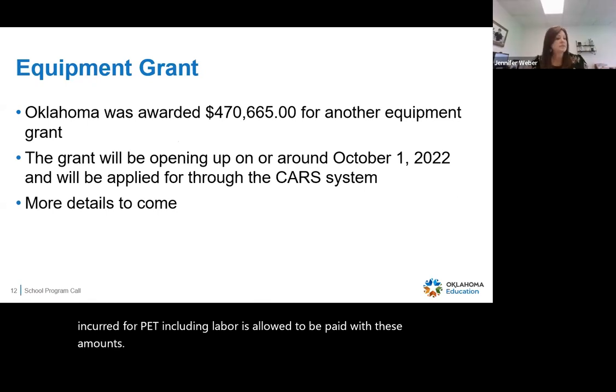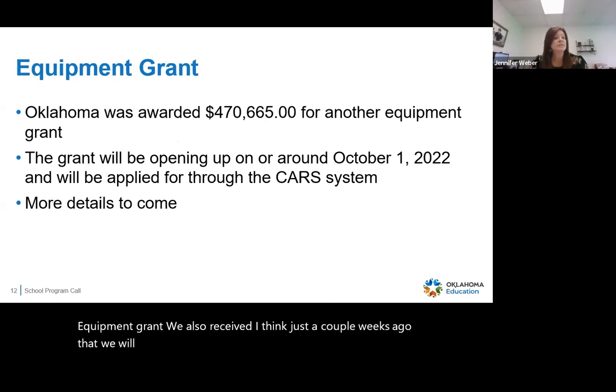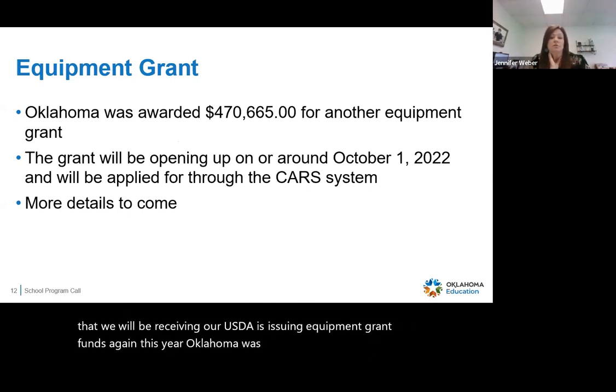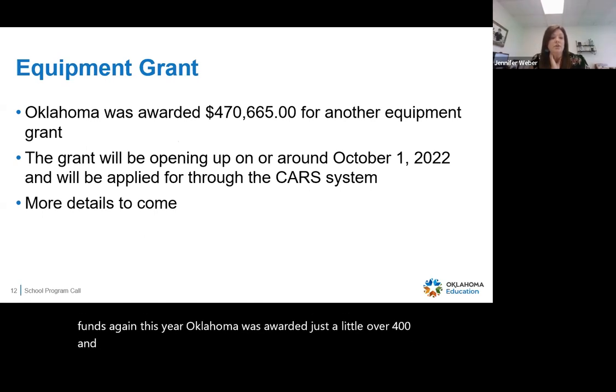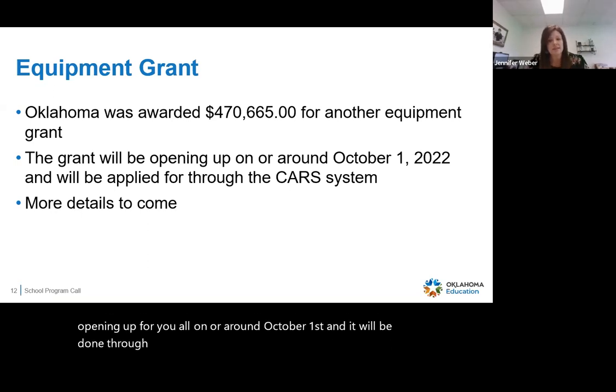Equipment grant. We also received, I think just a couple weeks ago, that USDA is issuing equipment grant funds again this year. Oklahoma was awarded just a little over $470,000. That is an increase from last year. The grant will be opening up for you all on or around October 1st, and it will be done through CARS. We will again send something out through CARS, and there will be more details to come on this. We're still working through our processes here.